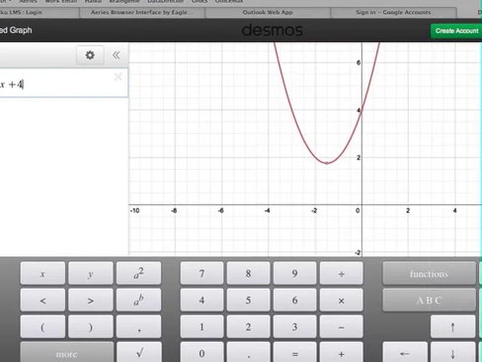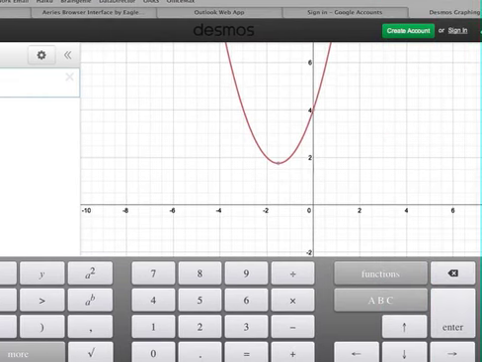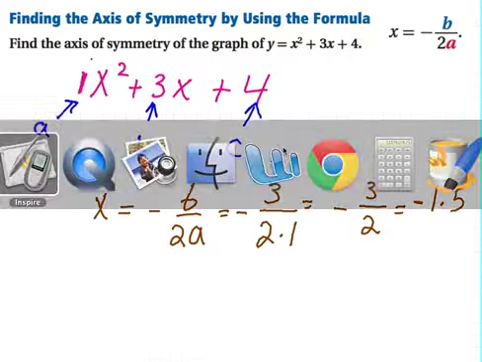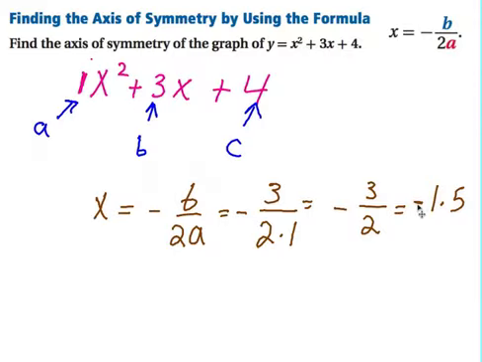So this is our graph, and if we look right here, our x is negative 1.5. So the axis of symmetry here is negative 1.5. And it matches what we got over here.